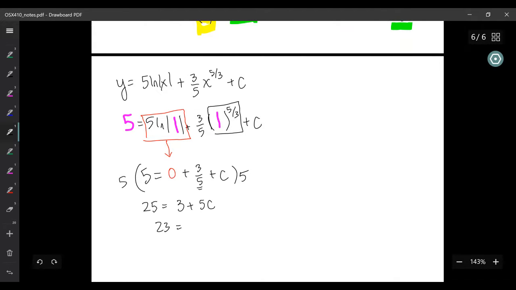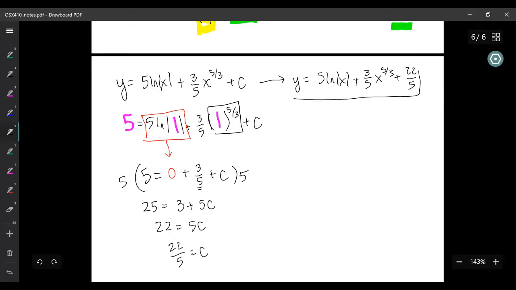22 equals 3 plus 5c, so 22 over 5 will be my constant. So my original function was 5 ln absolute value of x. Don't forget the absolute value. And then plus 22 over 5. Right, so this is my function.